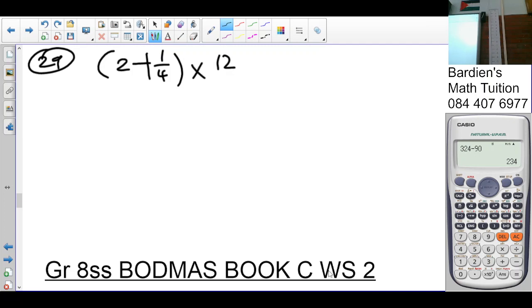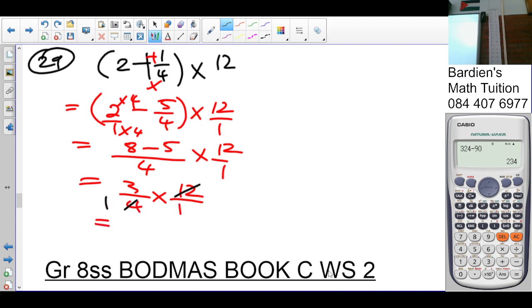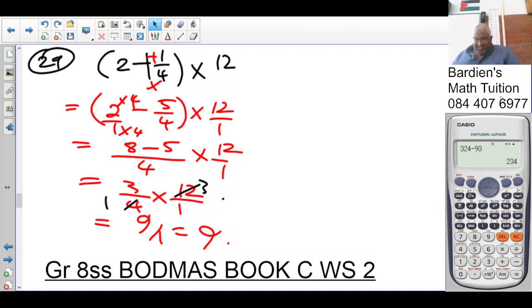So that's going to give us 2 minus 5 over 4 times 2, so that's going to give you over 1. LCM is 4. Gives me 8. 8 minus 5 is 3. Not so? Yes. 4 going into 4 once, 4 going into 12 three times. 3 times 3 is 9. Right, you guys understand? Alright, so that basically brings us to the end of this video.